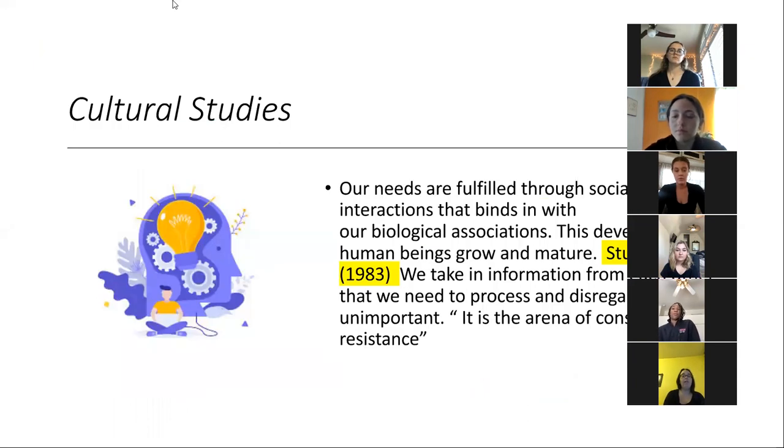Our needs are fulfilled through social interactions that bind us with our biological associations. This developed as humans began growing and maturing. Stewart, in a book he wrote in 1983, discussed, "It is the arena of consent and resistance. We take in information from each other that we need to process and disregard the unimportant." Now that I have interpreted my knowledge of cultural studies, Albany will continue with face negotiation.